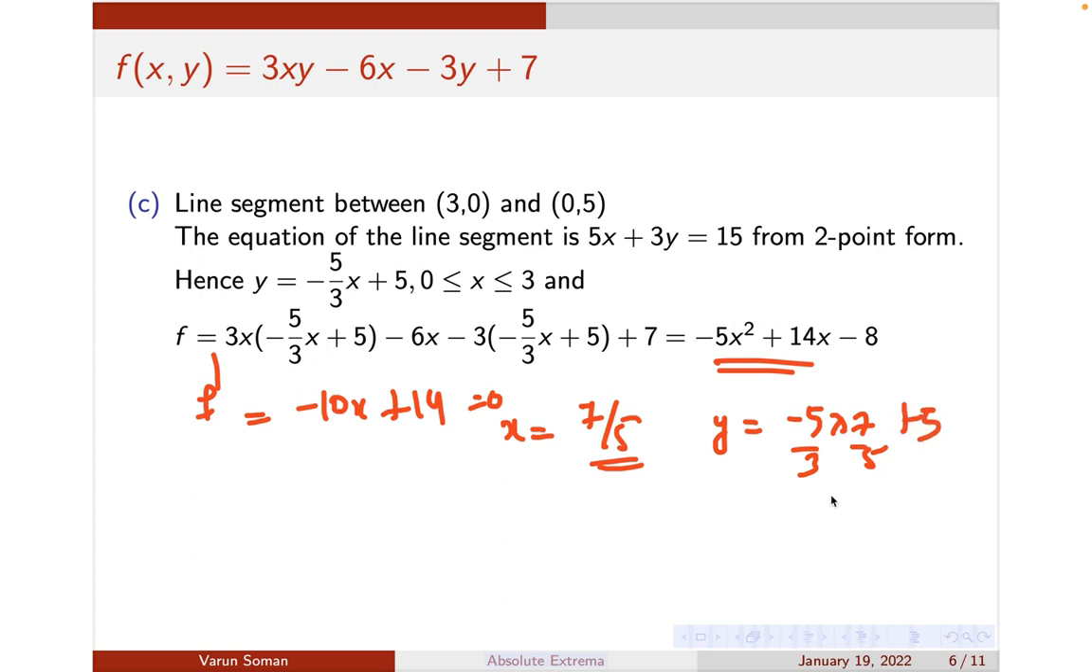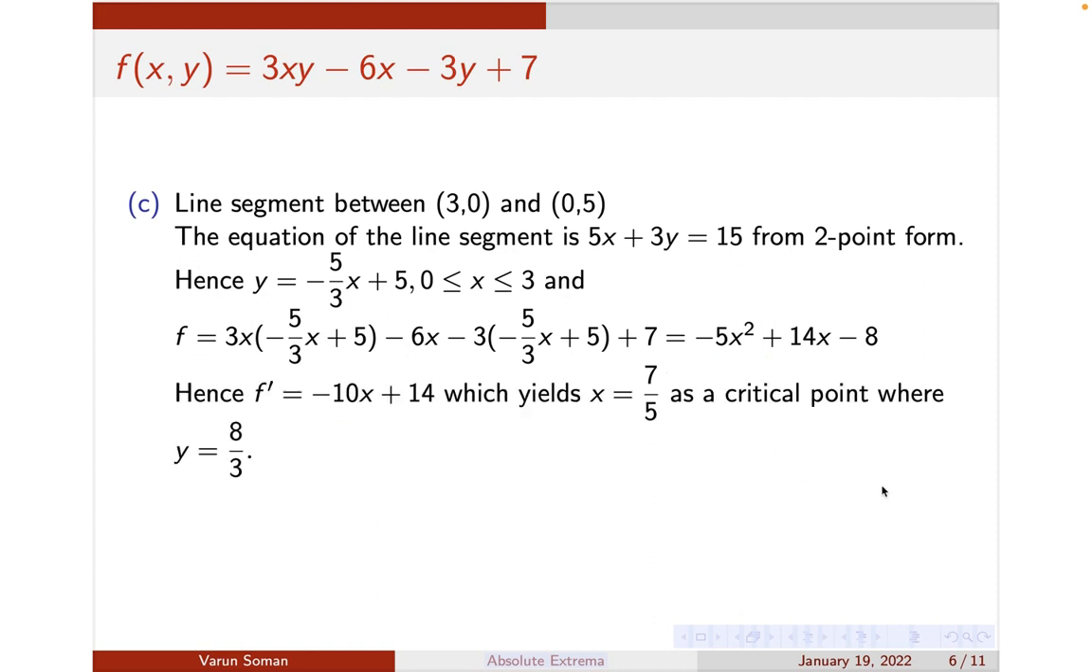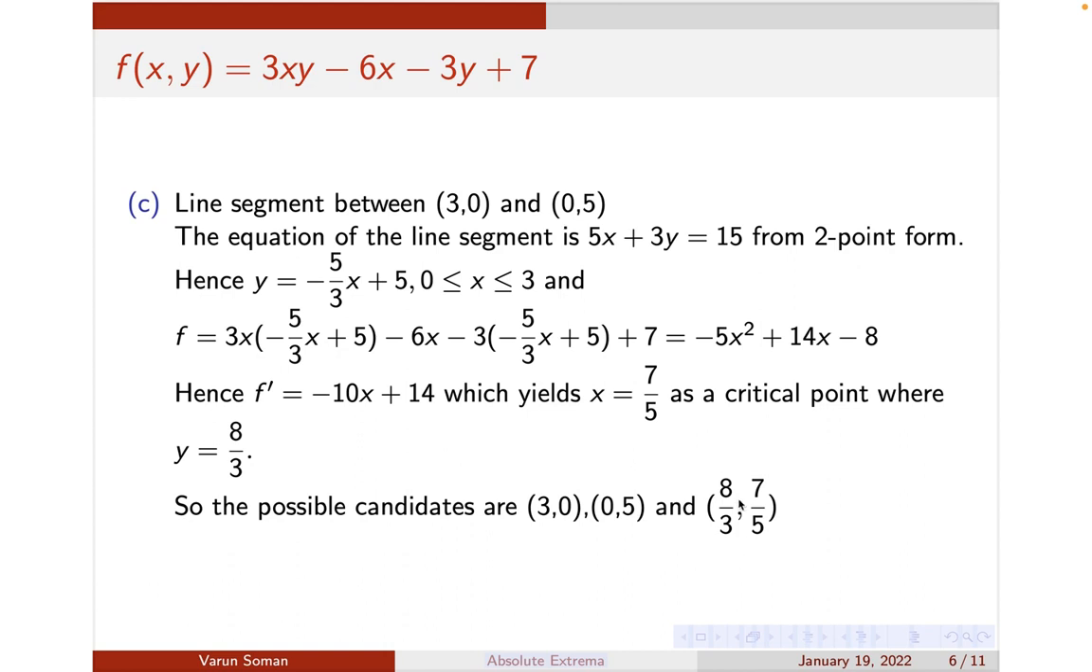So it is actually minus 7 by 3 plus 5, which is 8 by 3, right? So the point there is actually 7 by 5 comma 8 by 3. Okay, so it was wrong there earlier. It is actually 7 by 5 comma 8 by 3, so please correct it there. I hope it is clear.